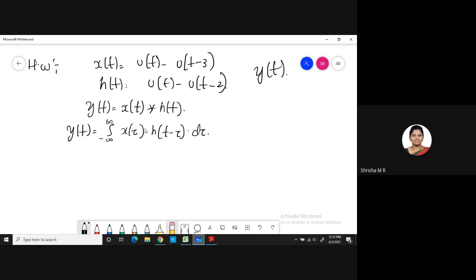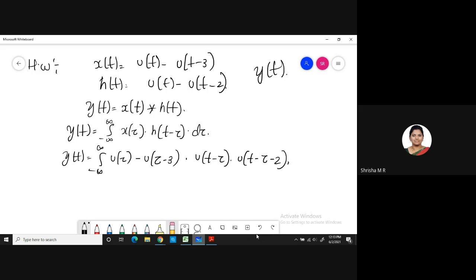In place of x of tau, we'll replace the terms of x of t by replacing t with tau, whereas for h of t minus tau, we'll replace the h of t term with t minus tau. Wherever you have t, replace it with t minus tau. So y of t would be integral from minus infinity to infinity of u of tau minus u of tau minus 3 into u of t minus tau into u of t minus tau minus 2.